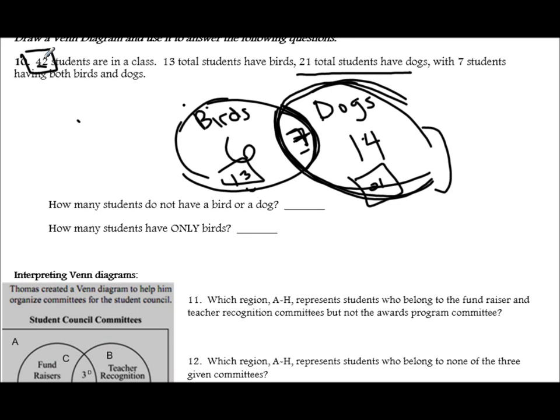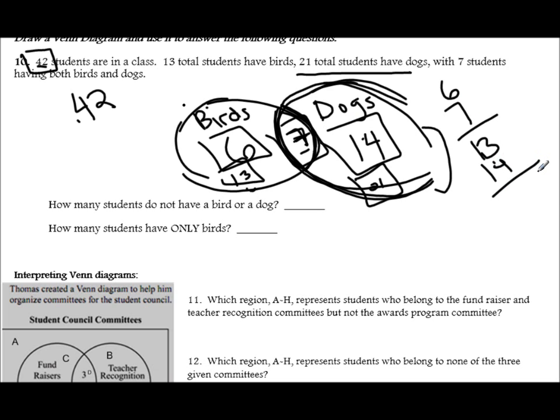Okay, so now we have to figure out how many of those students don't own a bird or a dog. They own nothing. Well, there's 42 students that were surveyed, and 6 of them own a bird, 7 of them own both, so that's 13, and 14 of them own a dog. So that gives us a total of 27 people who own one of these animals or more. 27 out of the 42. Well, we want to figure out how many don't own either of those. So we take away the 27 from the 42, and we're going to get 15. So there are 15 people who don't own anything, a bird or a dog.